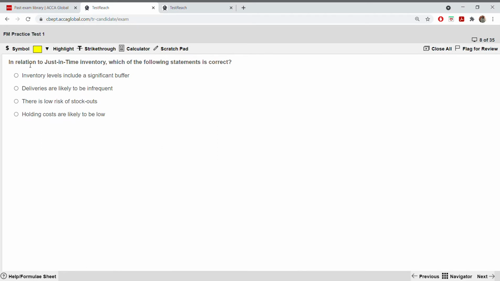In relation to just-in-time inventory, which of the following statements is correct? Inventory level includes a significant buffer. Deliveries are likely to be infrequent. There is a low risk of stock outs. Holding costs are likely to be low.